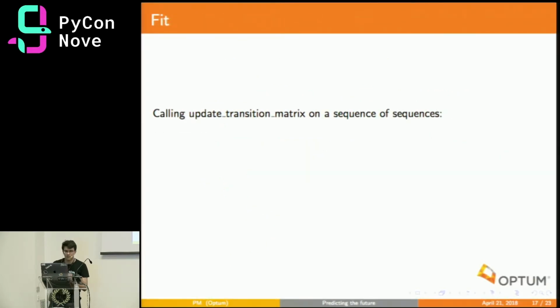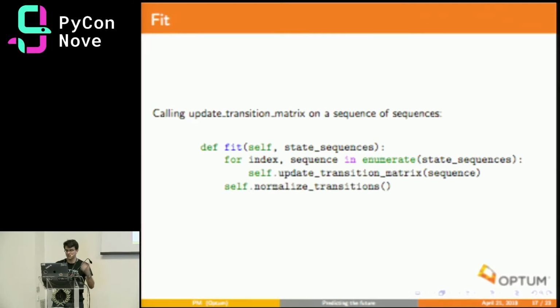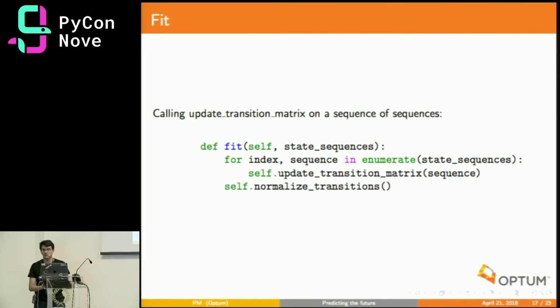Okay, so let's write a quick utility function. Update transition matrix only works on one sequence, but we want to do that in batch. We don't want to call it for n sequences, so we just have a quick function that does that for us. Nothing fancy there, and at the end it normalizes everything.